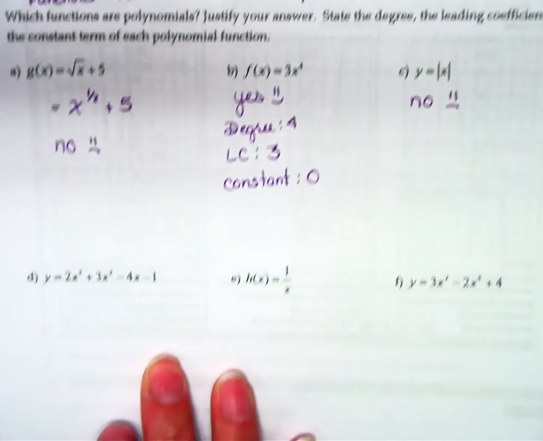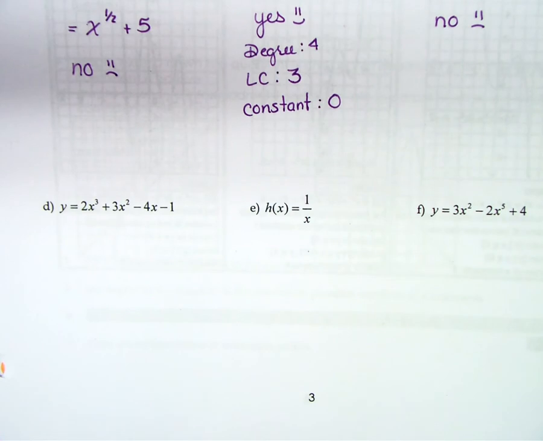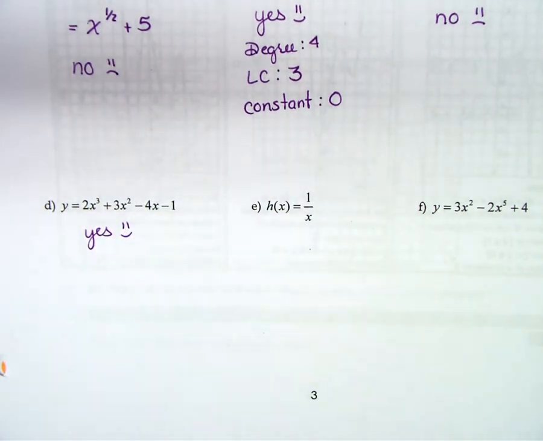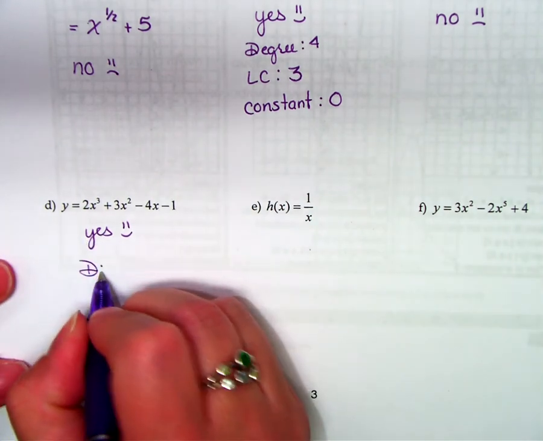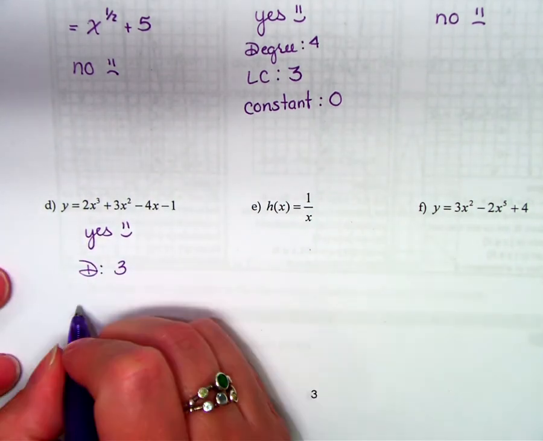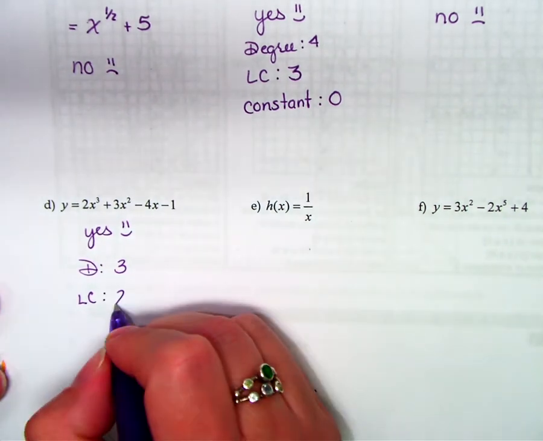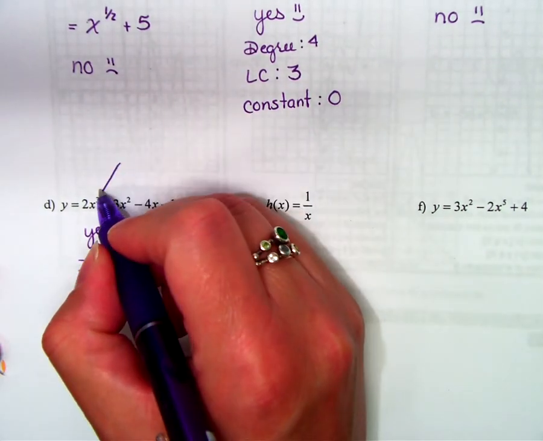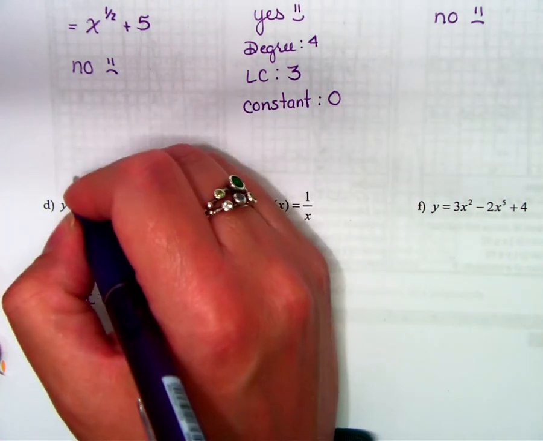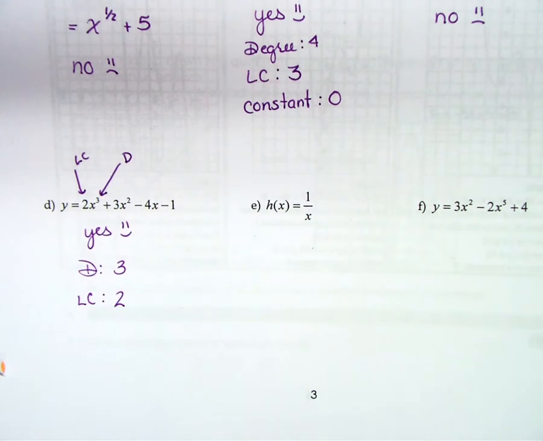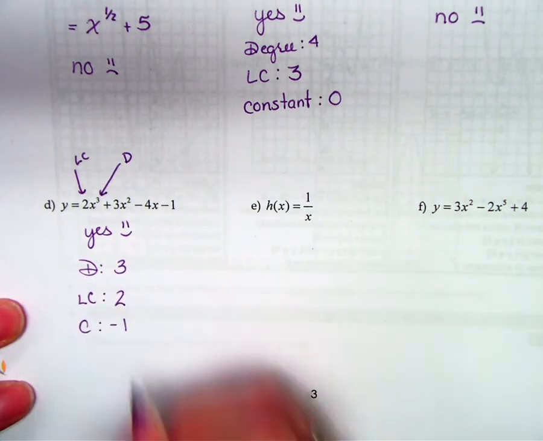Okay. What about D? Yes. Okay, what is the degree of this one? 3. The degree is 3. The leading coefficient is 2. So degree is the highest exponent, and when you find that term, that's the leading coefficient. And then the constant, -1.